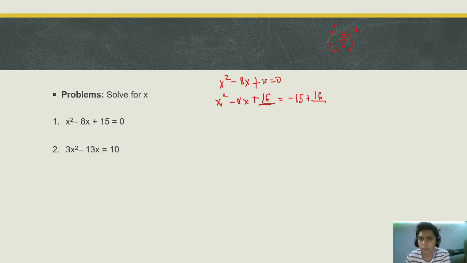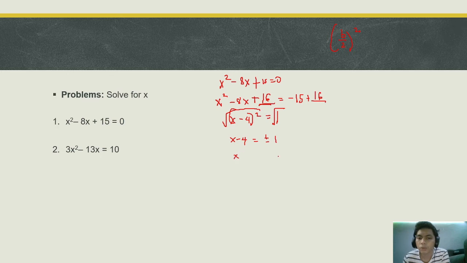This is also 16 here, right? Then afterwards, you're going to factor that out. That's obviously (x - 4)² is equal to positive 1. Alright, then we square root both sides. That's x - 4 is equal to positive or negative 1.